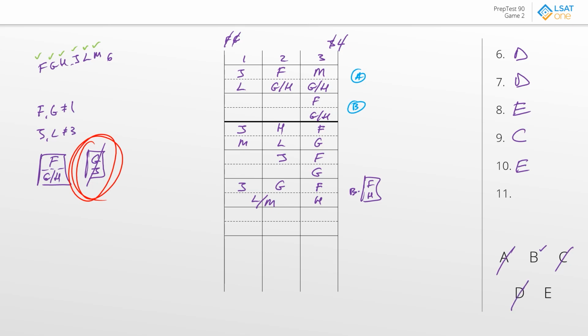Answer choice E, G cannot play against L. Now, wait, that's not true either. G could have played against L. We've seen a scenario right there. There was nothing that would have stopped that. So E never had to be true in the first place. So the only viable answer choice to question number 11 is B.